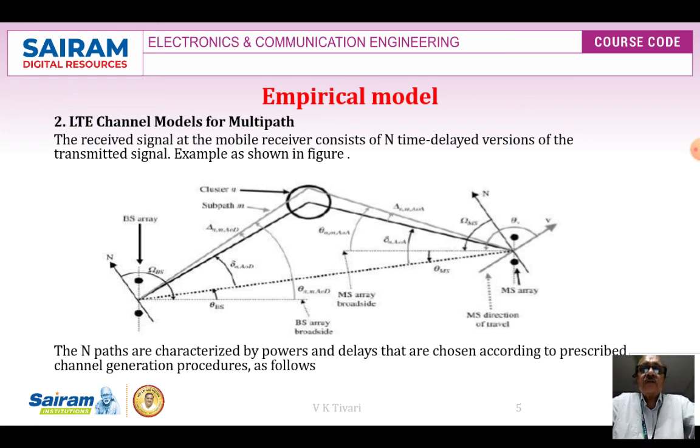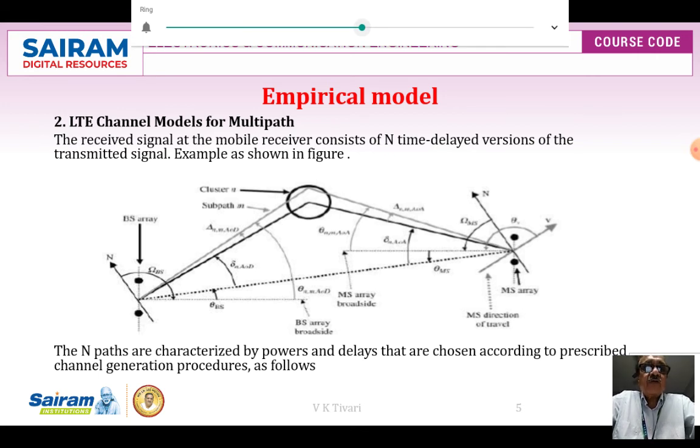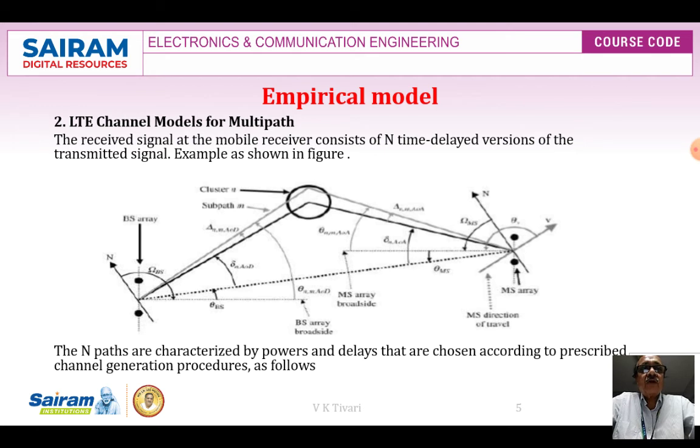This model is provided for wireless systems. The N paths characterize the power and delay, chosen according to the prescribed channel generation procedure as follows. There are many multipaths from scattering in the environment from one base station, which occur before the signal reaches the mobile subscriber with delay and angular effects. The mobile will use the best strength, and other factors such as losses in time and frequency are also included, along with Doppler consideration.